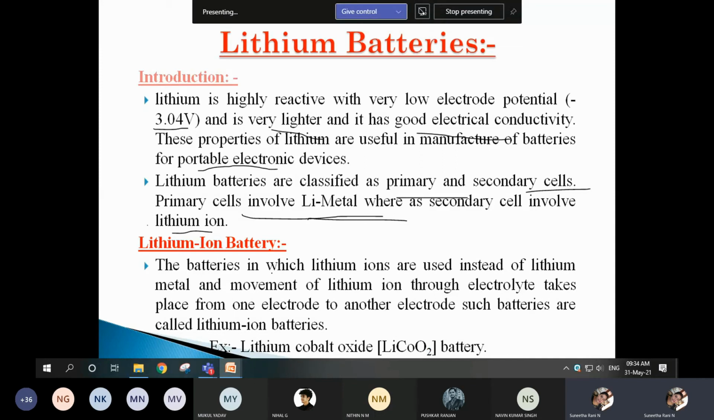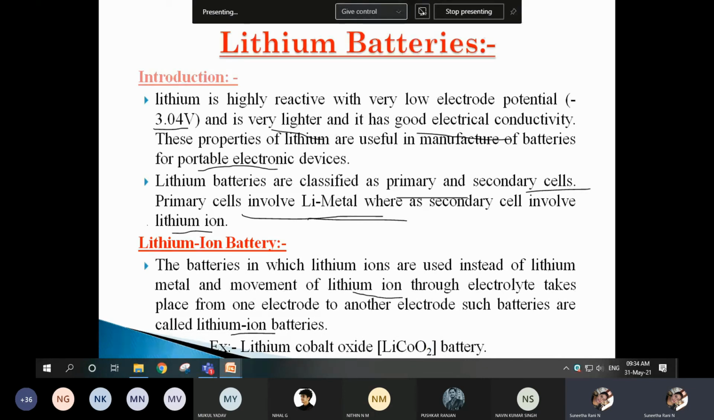So in these lithium batteries, lithium ions move through the electrolyte from one electrode to another electrode. Such batteries are called lithium ion batteries. It means what it says, the movement of ions, that is lithium ions. What type of ion?